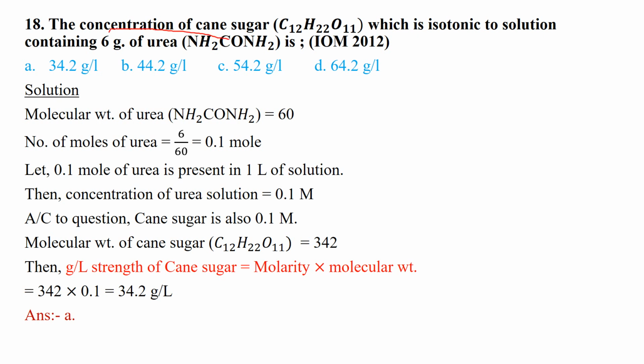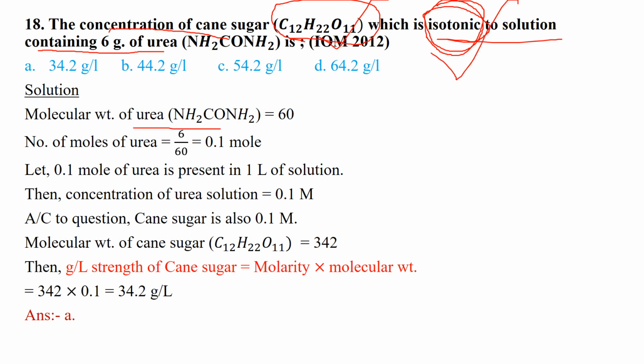Next question. The concentration of cane sugar, C12H22O11, also known as sucrose, which is isotonic with a solution containing 6 gram of urea. Isotonic means same concentration, the same concentration of urea and cane sugar. The molecular weight of urea is 60. Here is the molecular formula of urea, and by using it the molecular weight will be 60.